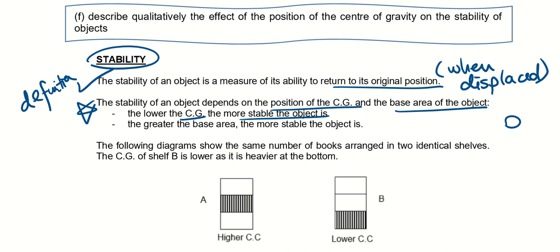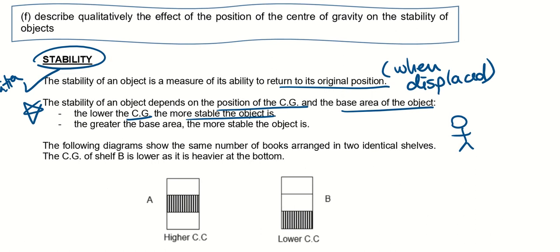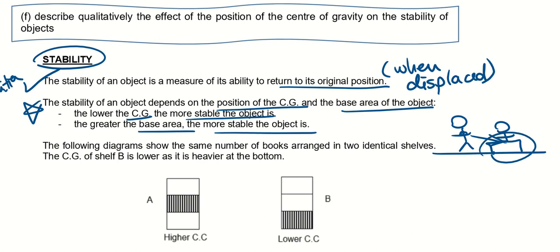So imagine a man standing this way, and a man standing this way, right? So the CG actually drops when he stoops lower. You will see this example in sumo wrestlers. Next, the greater the base area, the more stable the object is. So basically this guy is creating a larger base area, so he'll be more stable.